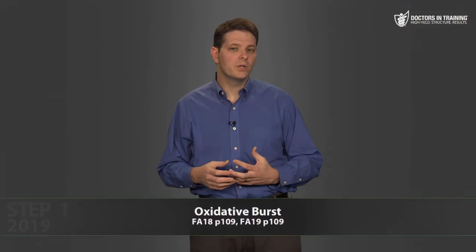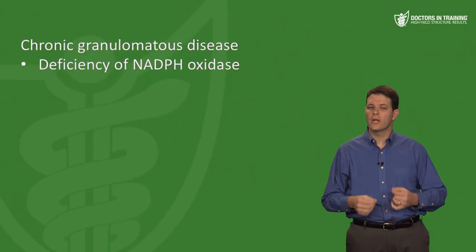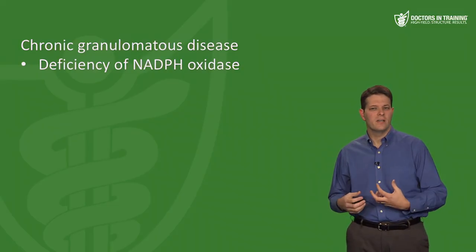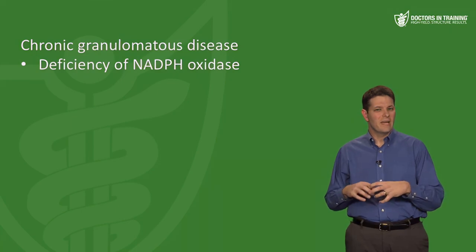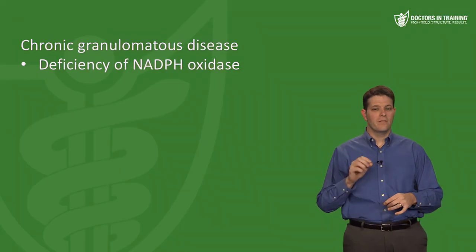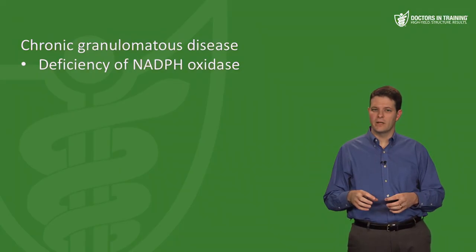Now, back in immunology, we talked about an immunodeficiency disease that was caused by a deficiency of NADPH oxidase. Remember what that was? Chronic granulomatous disease. Because these patients don't have NADPH oxidase, these patients' macrophages can't produce those caustic substances needed to digest bacteria. But the macrophages can take hydrogen peroxide from the environment and use that to kill bacteria.